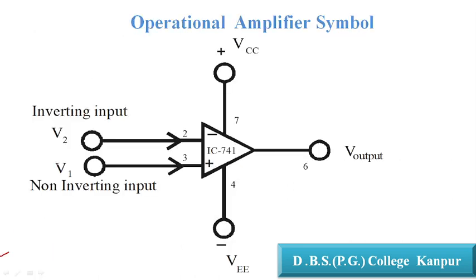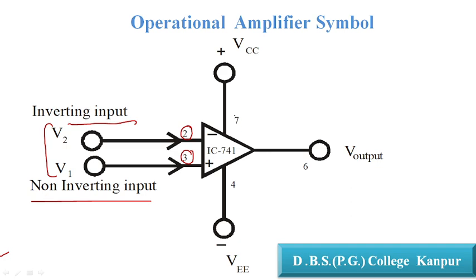This is the non-inverting terminal, and this is the inverting input terminal. V2 is the inverting terminal, V1 is the non-inverting terminal, and this is the IC's pin number 2, and this is pin number 3. The signal for inverting is applied at pin number 2, and the signal for non-inverting is applied at pin number 3. The difference V2 minus V1 is applied to the amplifier, which we discussed as a differential amplifier.